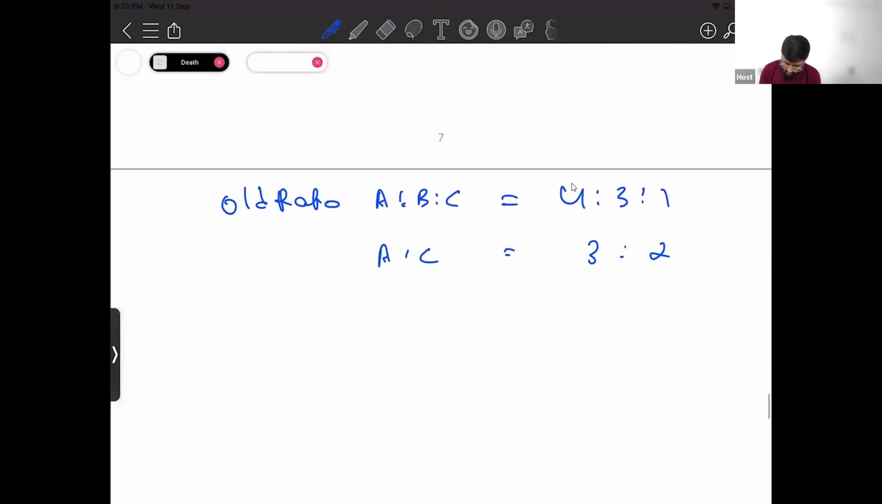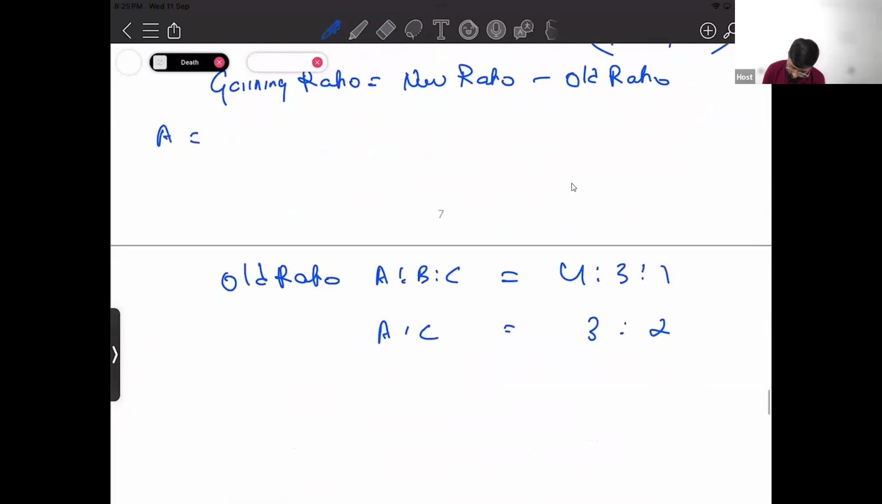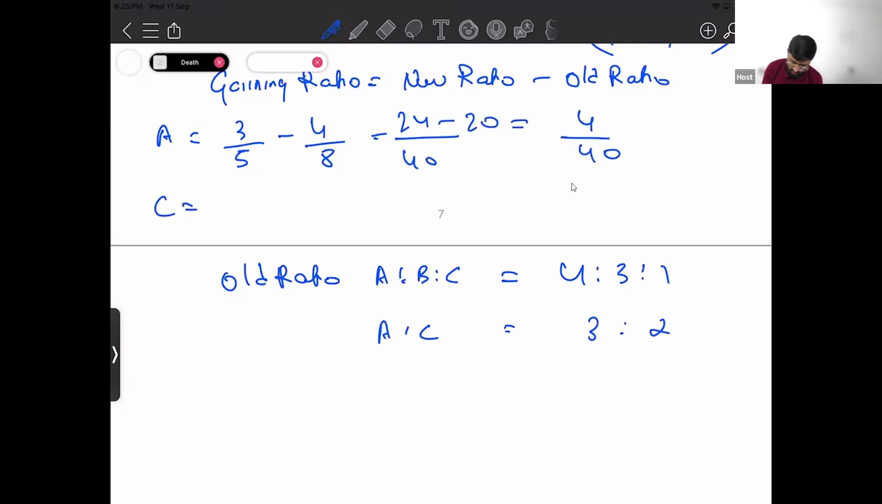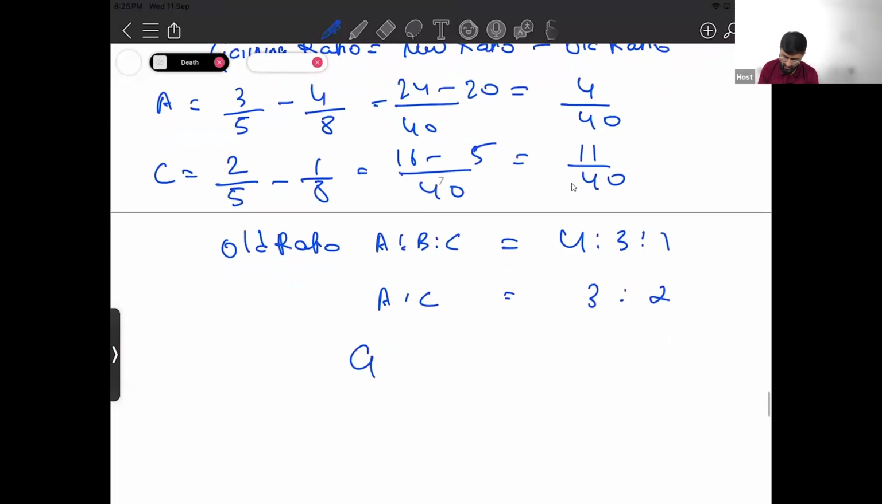Okay, so sorry. So let's find out the gaining ratio for A. New ratio 3 by 5 minus old ratio 4 by 8. So let's find out the number which can divide both the figures. 40. 5 8s are 40, 8 3s are 24 minus 20, so 4 by 40. For C, new ratio is 2 by 5. Old ratio is 1 by 8. Again 40. 5 8s are 40, 8 2s are 16 minus 5, so 11 by 40. So the gaining ratio between A and C is 4 is to 11.